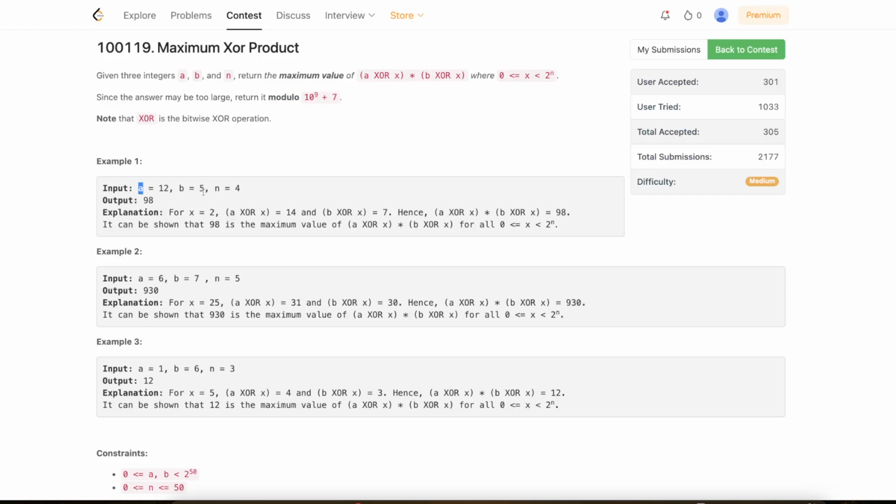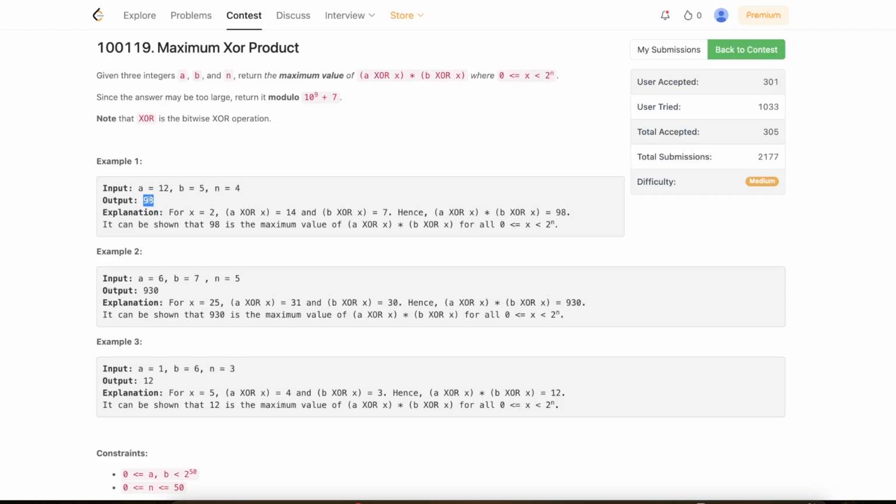Let's say a is 12, b is 5 and n is 4. Notice everything is constant except x. So x is variable and it lies between 0 and 2 power 4, which is 16. So you can try out every possible value of x between 0 and 15 and you will see for x equals 2, you are getting this product as the maximum. When you do x equals 2, A XOR 2 will be 14, B XOR 2 will be 7, 14 times 7 is 98 and hence 98 is the result. So hope the problem statement is clear. Now how to solve this?